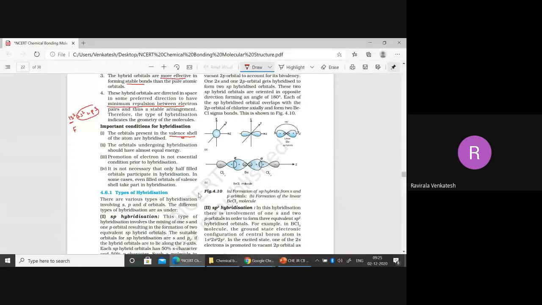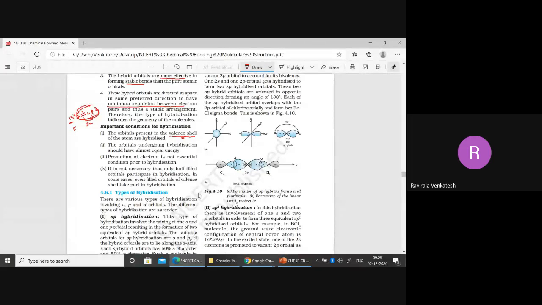The orbitals undergoing hybridization should have almost equal energy. Whichever orbitals are undergoing mixing with each other will definitely have similar energy. Now, promotion of an electron is not an essential condition prior to hybridization. If you want to do the hybridization, there is no need to excite the electron. Directly we can do this, without any excitation of electrons.